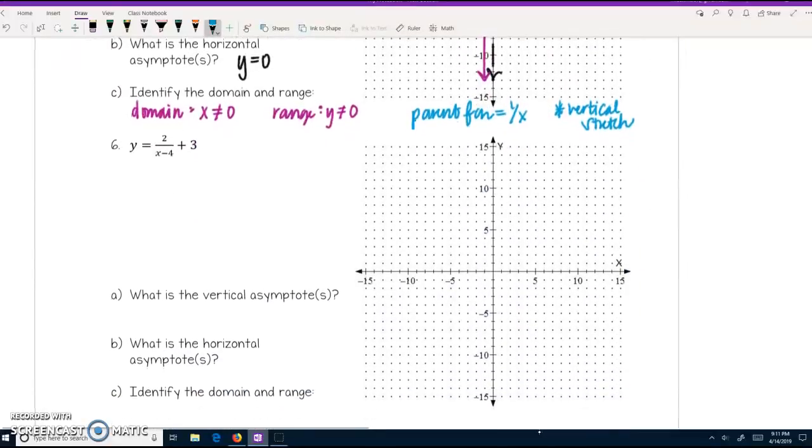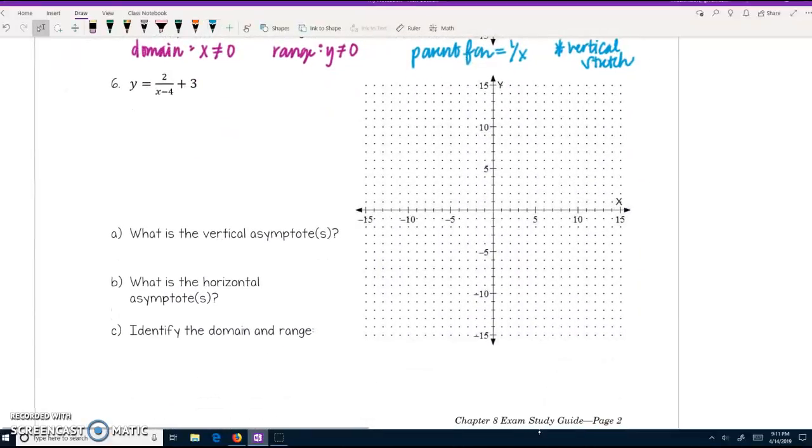Let's go ahead and do another rational graph with number 6. This one has a few different shifts going on, and so we're going to see it translate right or left and also up or down. So you may find it useful to identify your asymptotes when you have the shifts and translations first and then pick your points to graph.